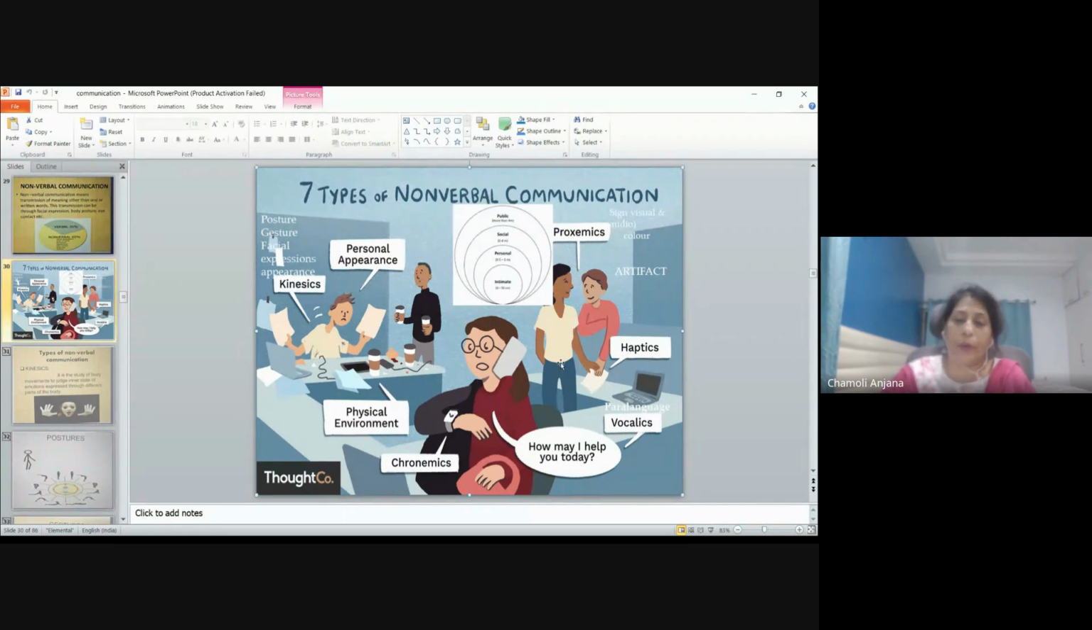Or if some people keep their arms around the shoulders, that indicates that the two people who are walking are close to each other. Or the simple example is when you shake hands. Even if you don't orally say good morning, good evening, when you are shaking your hands, that means you are greeting each other, right? So haptics is the study of touch and how it impacts the communication. So through touch also, the information can be delivered.